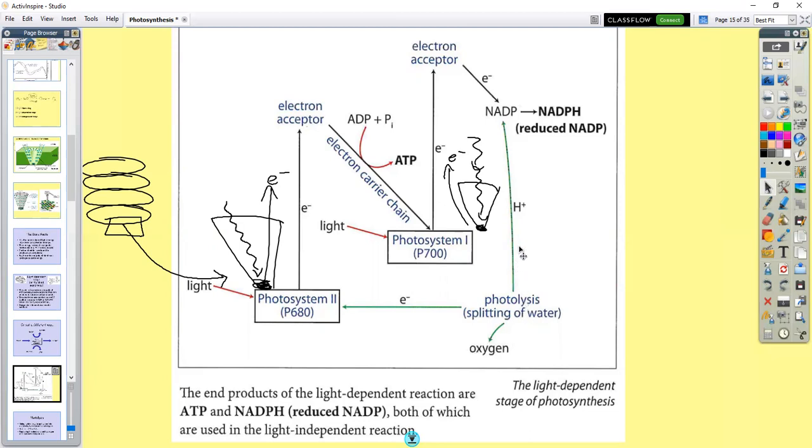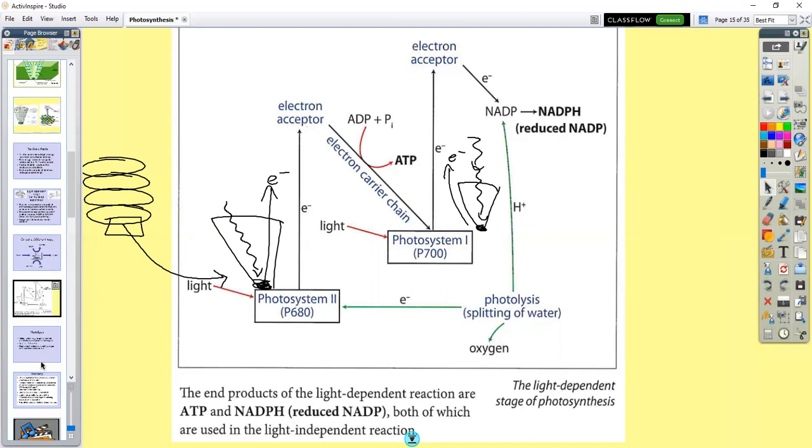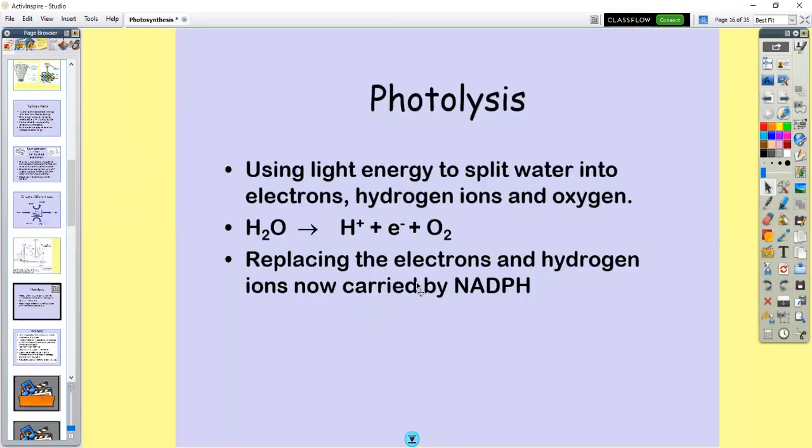The hydrogens split into hydrogen ions or protons, which go towards making reduced NADP, and electrons, which replace these electrons which would have been given off from photosystem 2. Okay, so there is your breakdown of water to produce hydrogen ions and electrons and oxygen. And as I say, those electrons are used to replace electrons given off in the photosystems, and the hydrogen ions are picked up by NADP.